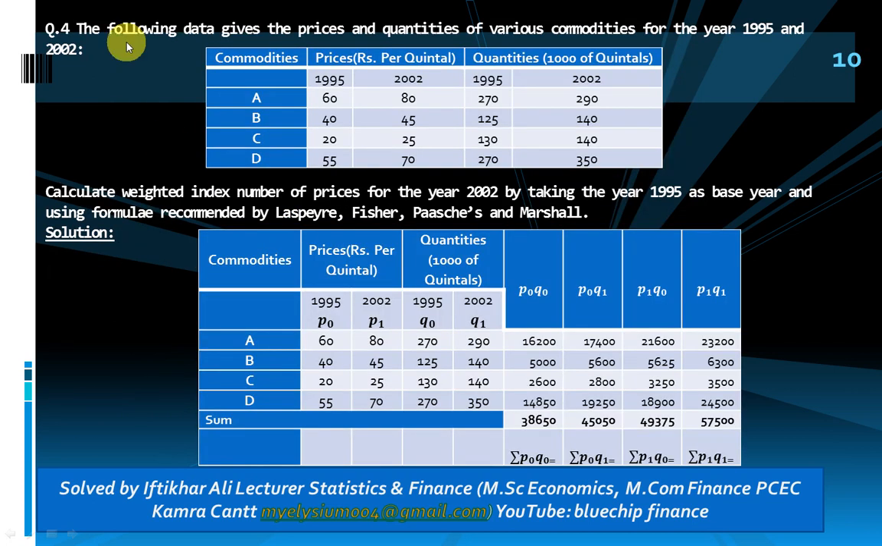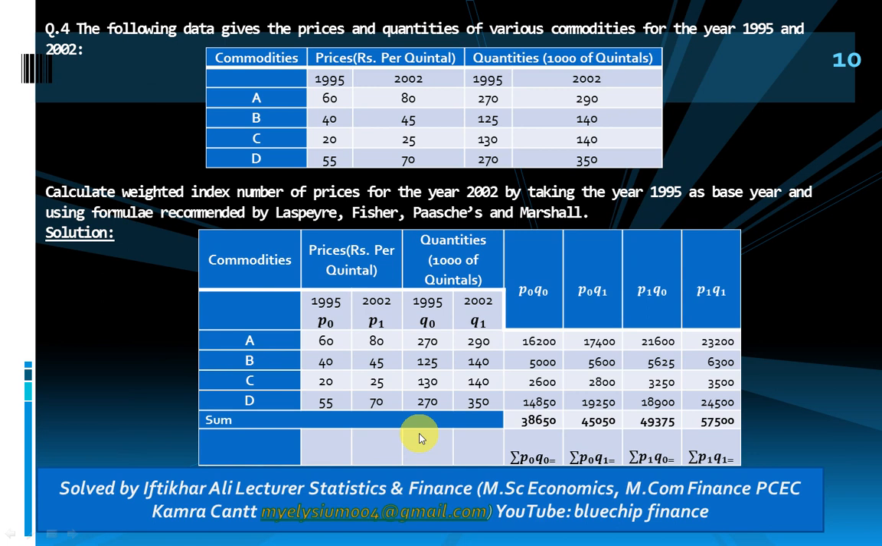Question number 4: the following data gives the prices and quantities of various commodities for the years 1995 and 2002. Calculate the weighted index number of prices for the year 2002 by taking the year 1995 as base year and using formulae recommended by Laspeyres, Paasche, Fisher and Marshall. So these are four famous formulas for weighted index numbers.